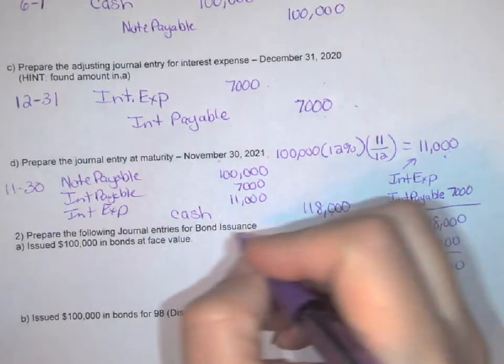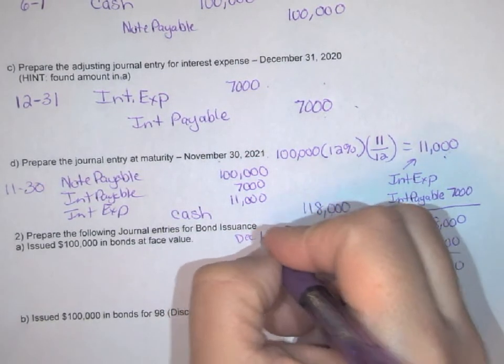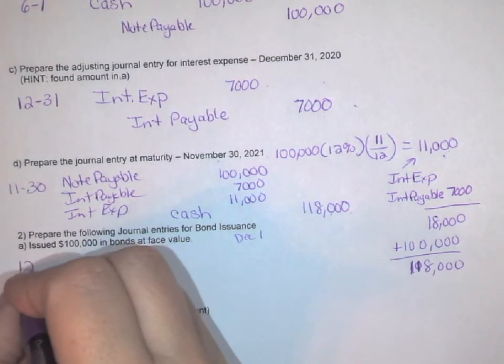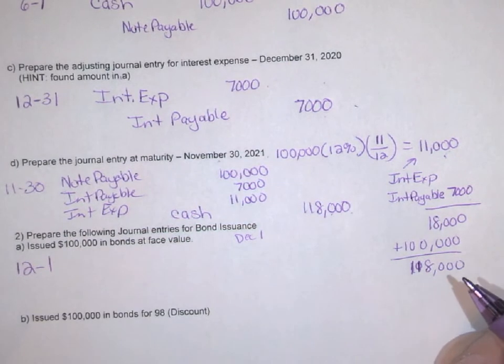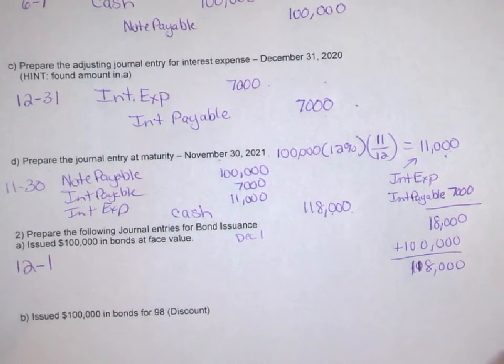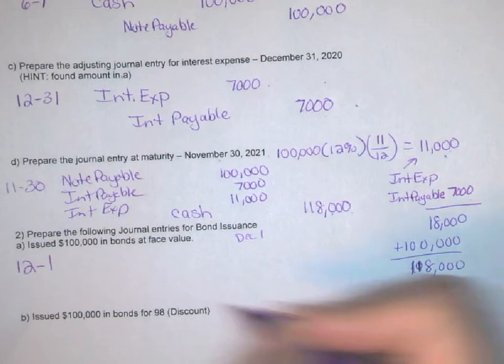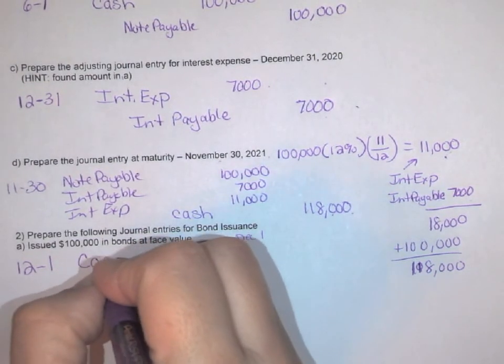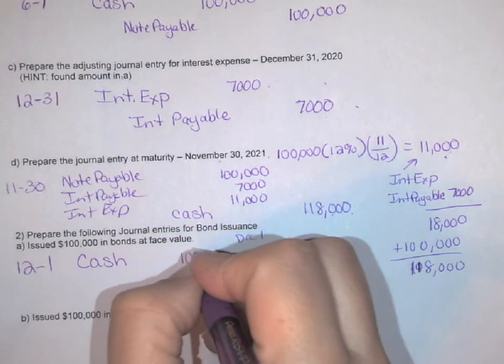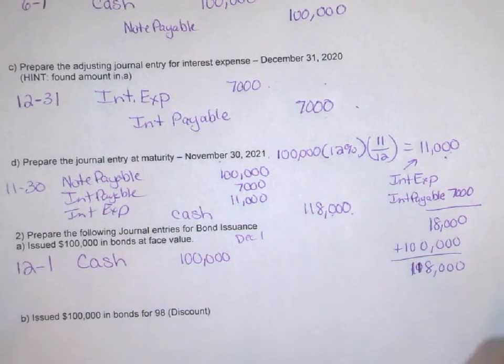So when we actually look at this journal entry, let's just say that we're issuing a bond, let's just say, on December 1st, just so that we have that date. So I'm going to come in on 12/1, I'm going to issue this bond, and I'm going to issue it at its face value. So what this means is I am going to be receiving cash in the amount of $100,000.